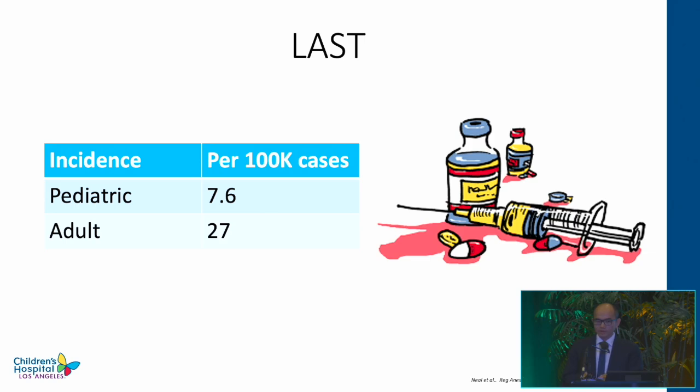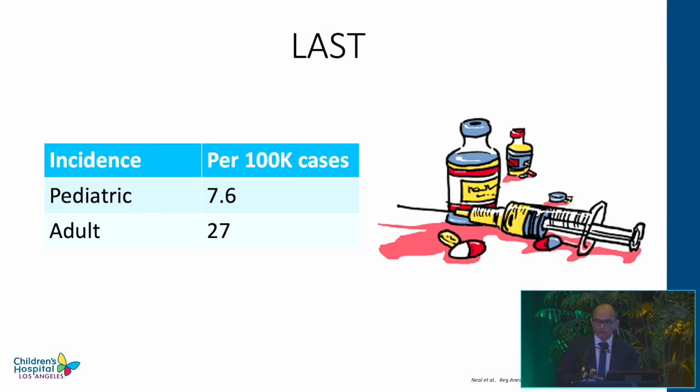Well, for the incidence of LAST, this data came out in 2018 by the American Society of Regional Anesthesia and Pain Medicine when they updated their last guideline. For LAST incidence in pediatrics, it's about 7.6 out of 100,000 cases versus 27 out of 100,000 cases for adults. So why the difference between the two patient populations?